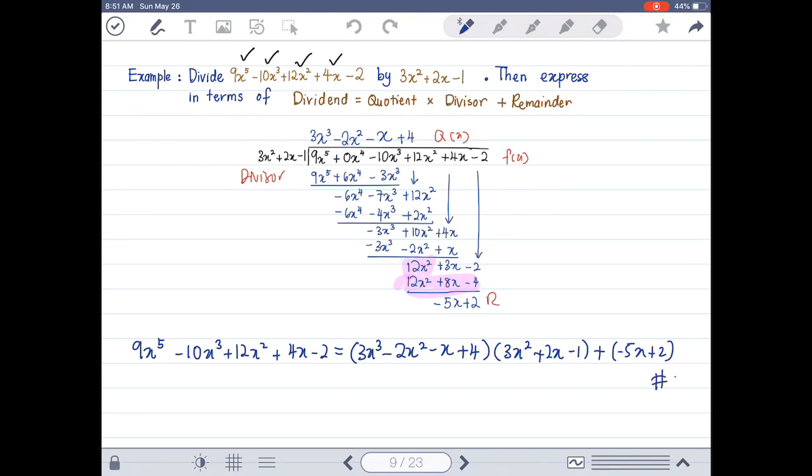That should be your final answer. But if you want to simplify this by opening up the bracket, the answer will also be accepted. But I think if we leave our answer in this form, that should be enough.